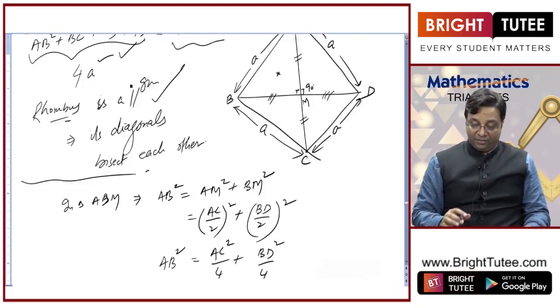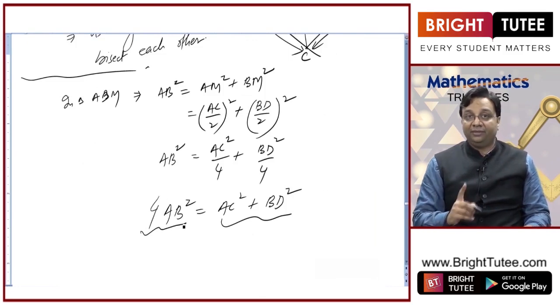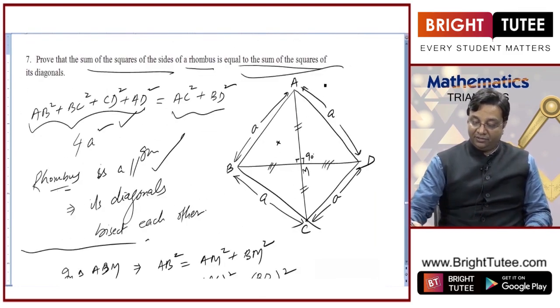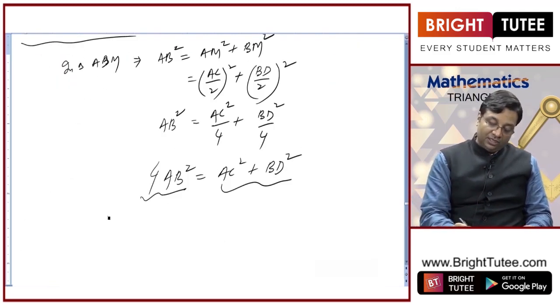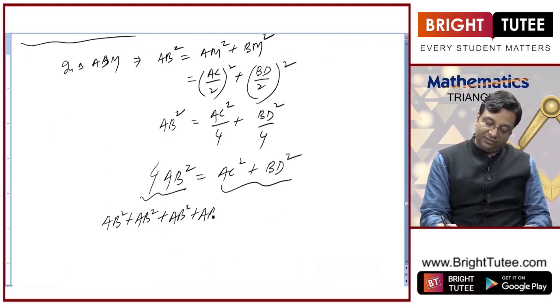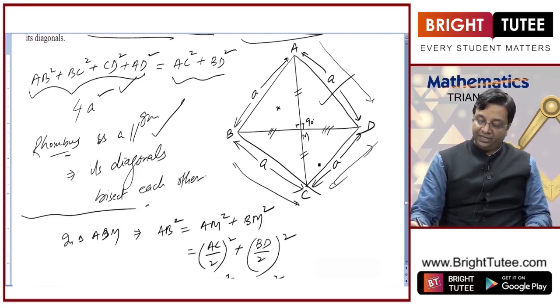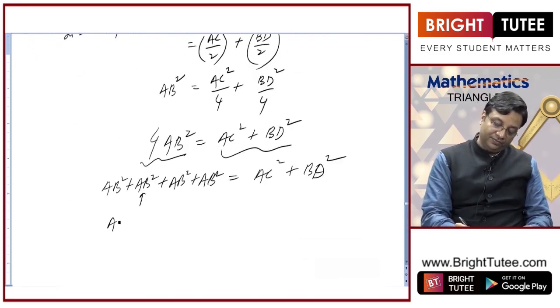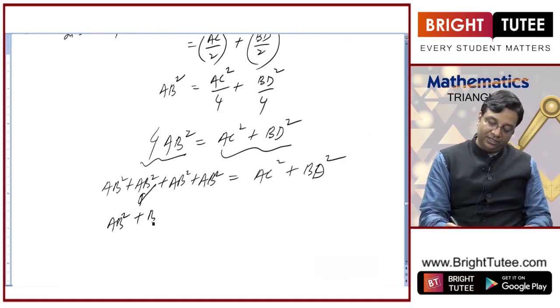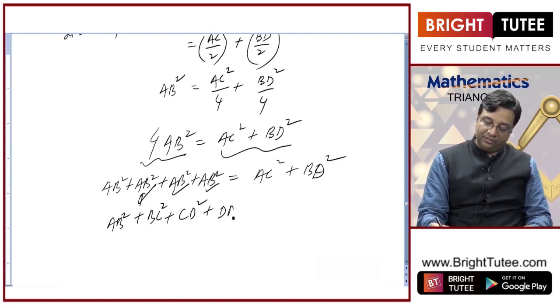So, I have obtained the right hand side of the desired proof, but the left hand side is still not visible. But if you clearly see, 4 AB square is there, and AB is equal to AD is equal to CD is equal to BC, because it is a rhombus. So, I can write it as AB square plus AB square plus AB square plus AB square, and it is equal to AC square plus BD square. Now, I will replace these by BC, CD and DA. So, AB square plus BC square plus CD square plus DA square is equal to AC square plus BD square.